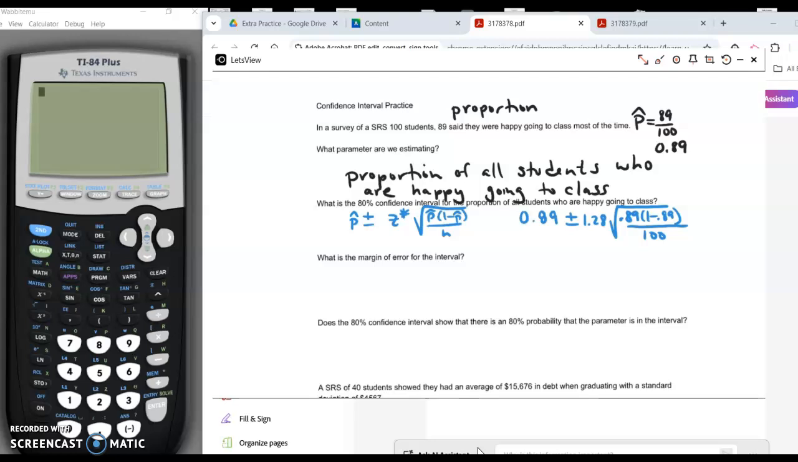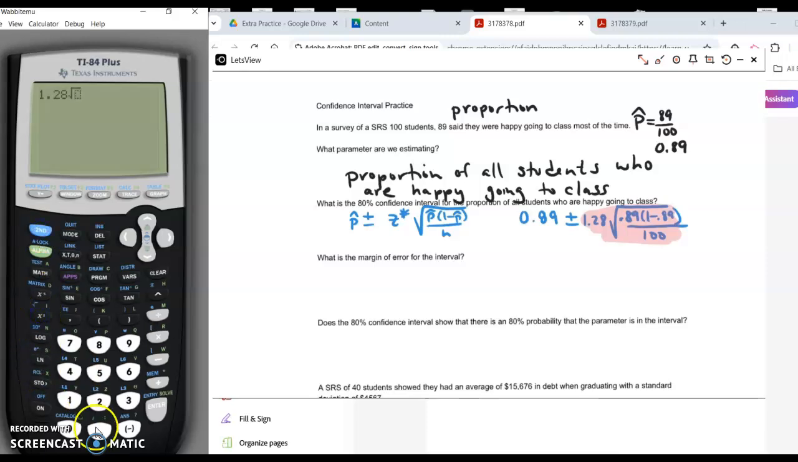The easiest way to do this is I would put everything here after the plus minus in the calculator. So if I go over here and do that, 1.28 times the square root of 0.89 times 1 minus 0.89. I'm just going to put it in just like I see it. Close my parenthesis, divided by 100. So this after the plus minus is, of course, our margin of error. So we'll say it's 0.04. So we'll say this is 0.89 plus or minus 0.04.